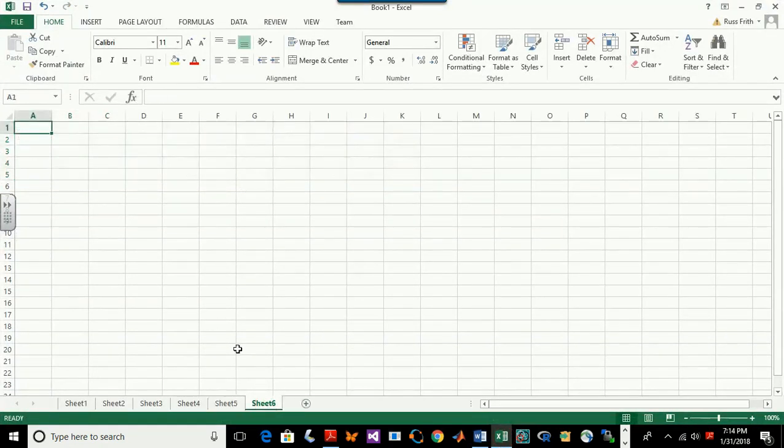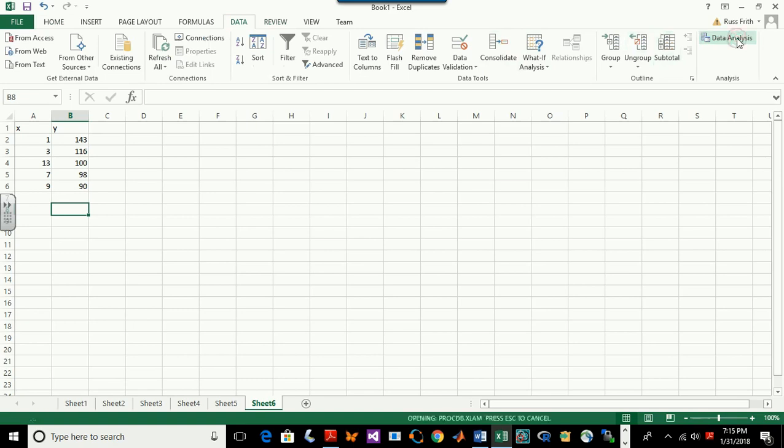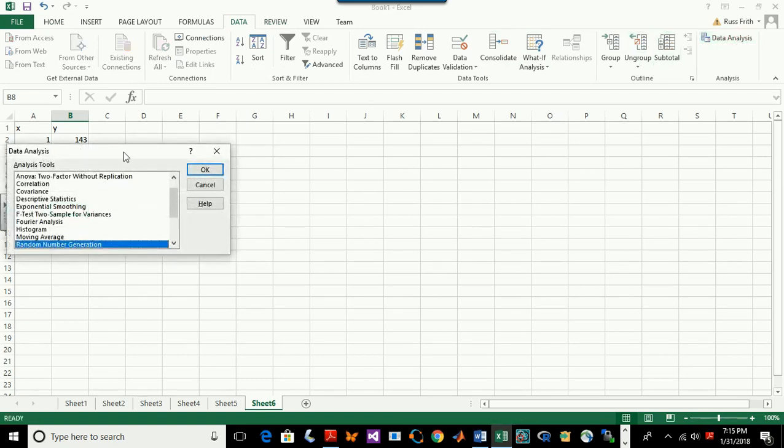All right, so the data are, so we have x, y. Okay, and so our x values are 1, 3, 13, 1, 3, 13, 7, and 9. Our y values are 143, 116, 100, 98, and 90. Okay, and so we need to do a regression. So we go to data, right? Data analysis. Okay, or we can just do a chart.